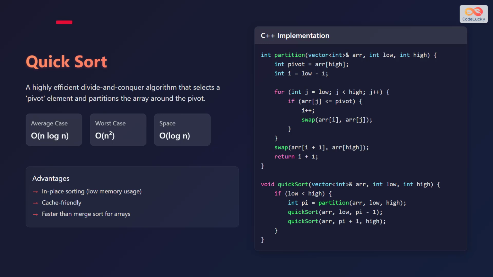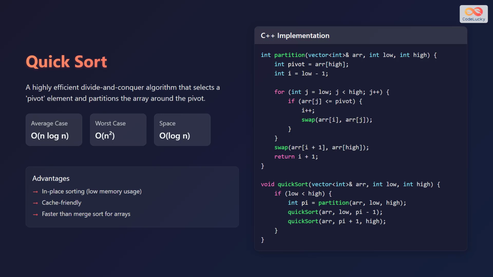Let's learn about quicksort. It is a highly efficient divide-and-conquer algorithm that selects a pivot element and partitions the array around the pivot. Quicksort is known for its speed and efficiency, especially on average. The average case time complexity is O(n log n), worst case time complexity is O(n^2), and space complexity is O(log n).